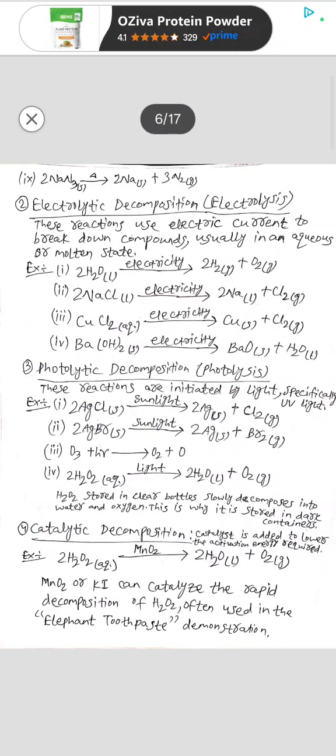Then the second type is electrolytic decomposition or electrolysis. These reactions use electric current or electricity to break down compounds, usually in an aqueous or molten state. Aqueous means in the presence of water. The example is electrolysis of water. When water is electrolyzed, it forms hydrogen gas and oxygen gas.